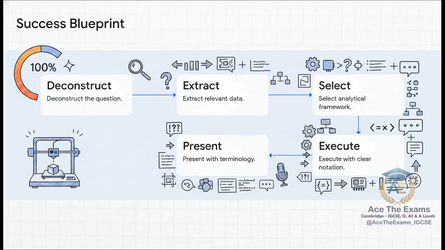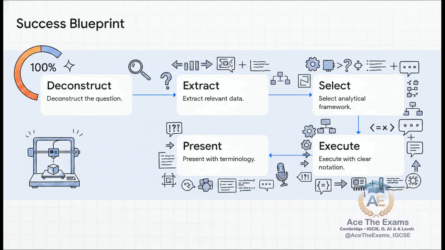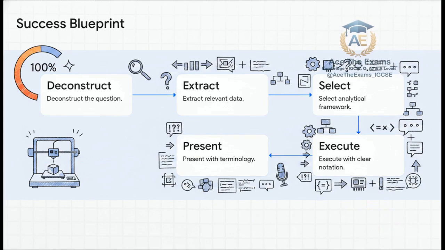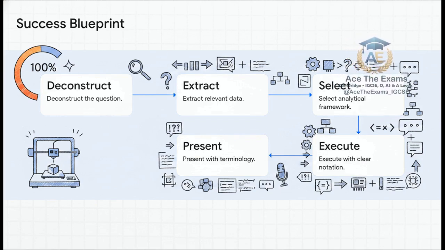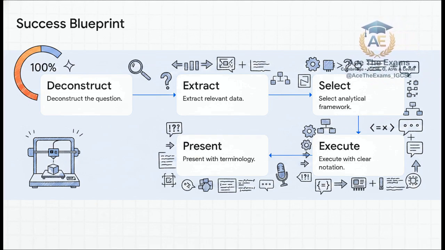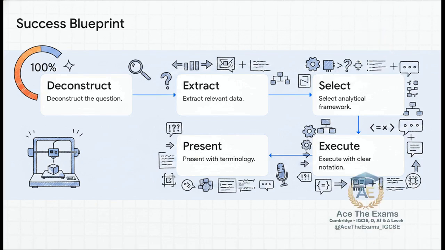We have finally reached the culmination of our excavation. This right here is the ultimate algorithmic system for tackling literally any 9618 question on this topic. I call it the Success Blueprint. Step 1, deconstruct the question. Decode those command words and figure out exactly what is actually being asked. Step 2, extract all the relevant data from the scenario. Step 3, select the correct analytical framework, utilizing that PEEL structure we talked about. Step 4, execute your solution with absolutely clear notation, locking in those method marks. And finally, Step 5, present your answer with highly accurate, subject-specific computer science terminology.